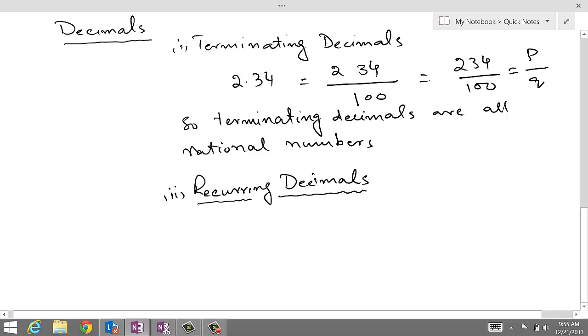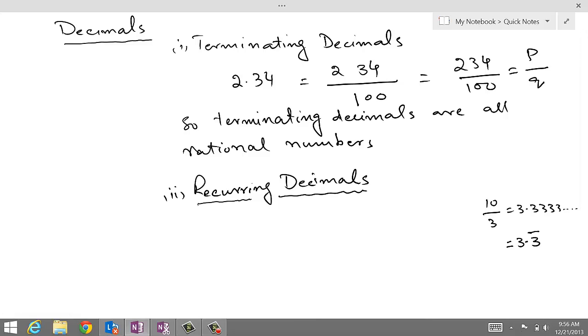If you divide 10 by 3, the answer is 3.3333, and it goes on and on and on. So we can write this as 3.3 and place a little bar on top of the repeating part, and this way we denote that this 3 is repeating.